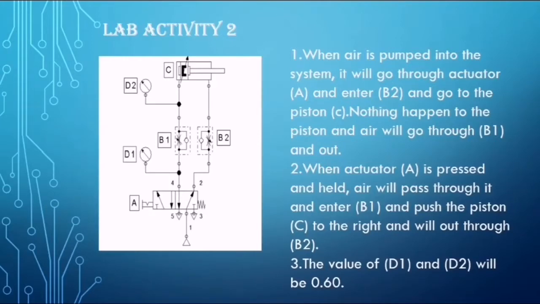Okay, for lab activity 2, first, when air is pumped into the system, it will go through actuator A and enter B2 and go to the piston C. Nothing happened to the piston and air will go through B1 and out. Second, when actuator A is pressed and held, air will pass through it and enter B1 and push the piston C to the right and will go out through B2. Third, the value of D1 and D2 will be 0.60.